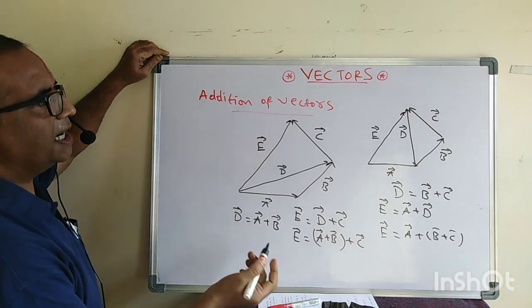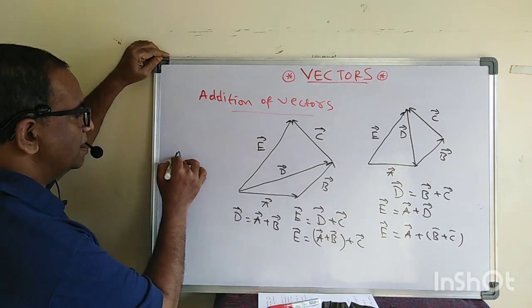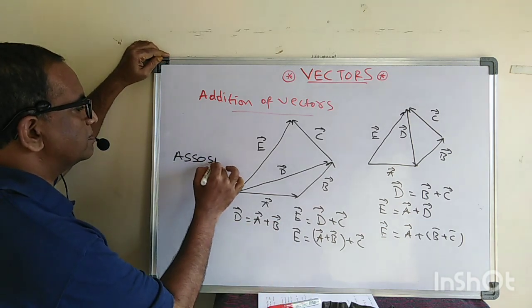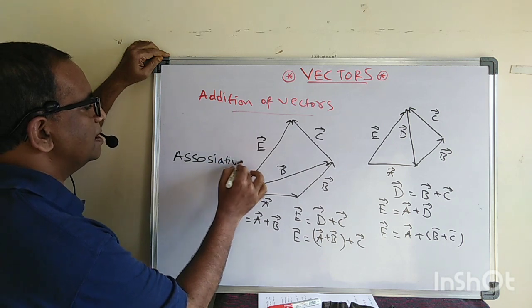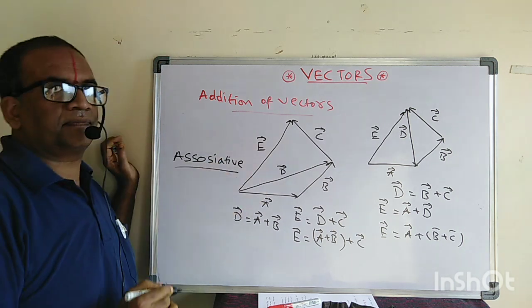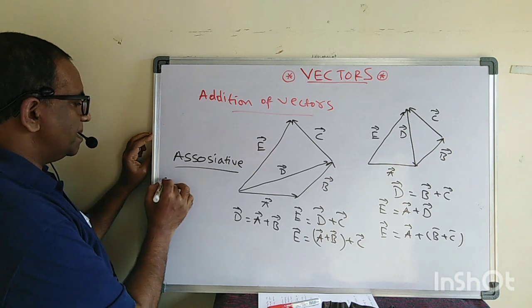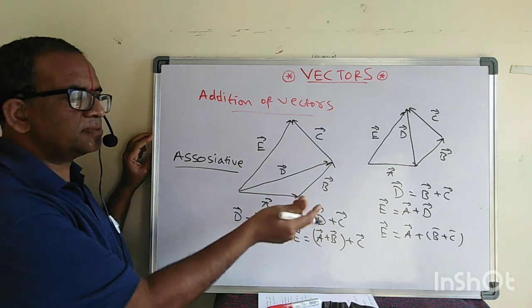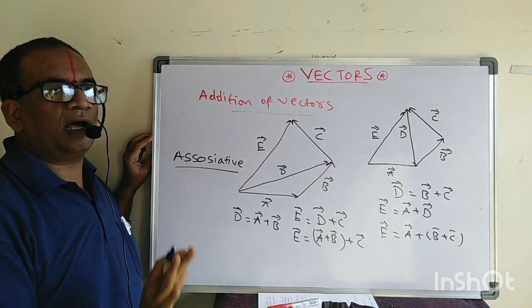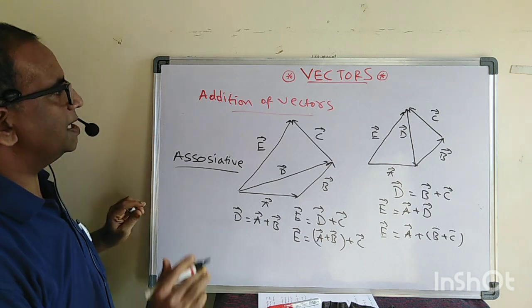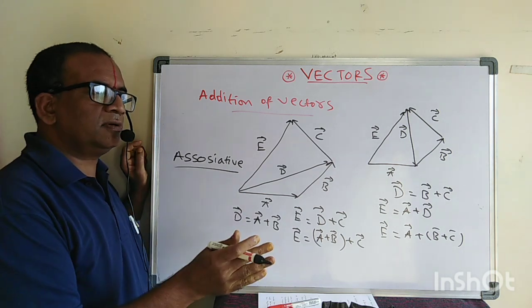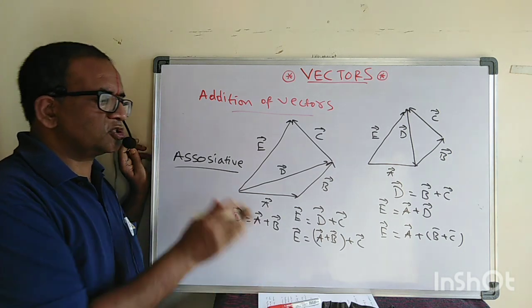Therefore, see what you can write here, addition of vectors is associative. Okay, addition of vectors is what? It is associative in nature. Okay, because see A plus B plus C is equal to A plus B plus C. Okay, are you following what I am saying? So means what here? Addition of vectors is commutative, addition of vectors is associative.